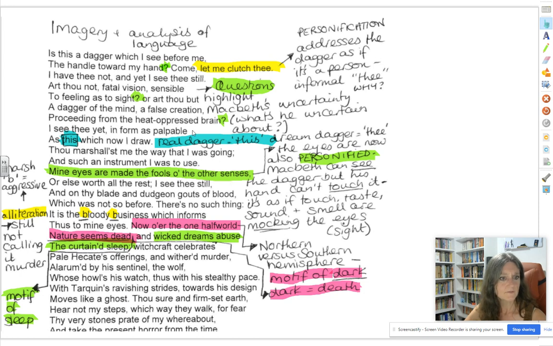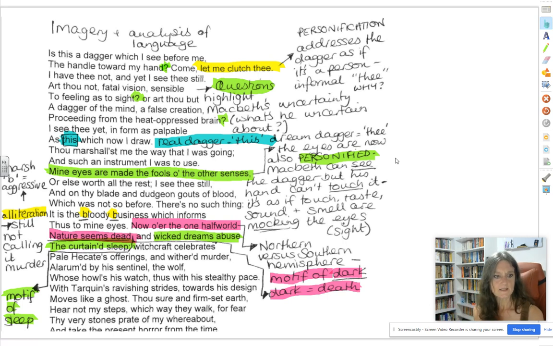So if we have a look a little bit further down, he carries on talking about the dagger, which is leading him the way that he's going, that is towards killing King Duncan. And now he starts personifying all his senses. So he says, "My eyes are made the fools of the other senses." So I've just put here in the annotation, his eyes are now also personified. Macbeth can see the dagger, but his hand can't touch it.